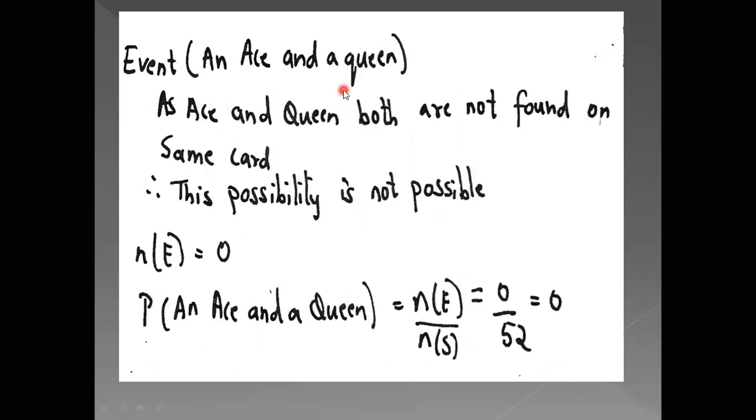Event is an ace and a queen. So here both the conditions should be satisfied. So have you seen any ace card, that is A is written, and queen is also there on one card? So it's not possible. Both the conditions are not found on the same card. So this possibility is not possible. That means the number of events is 0 for this. So probability of an ace and a queen is number of events upon number of sample space, where you can see number of events is 0 upon 52. So 0 upon 52 is 0.